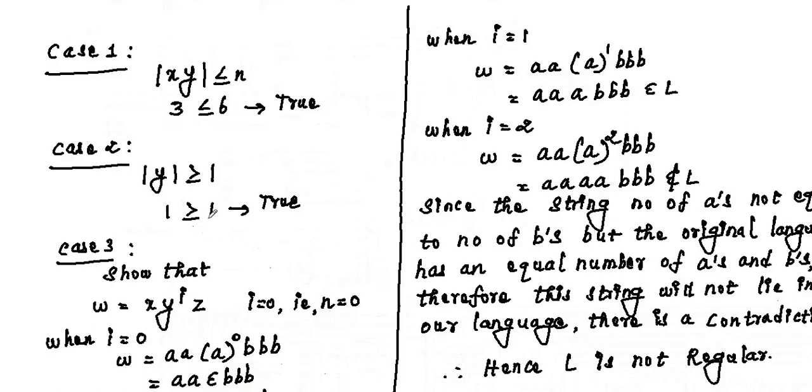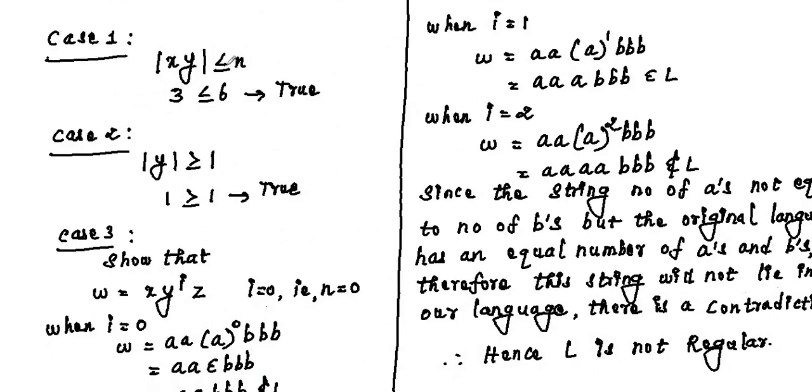1 greater than or equal to 1, condition true. In these two cases, both are true. 3 less than or equal to 6, true. 1 greater than or equal to 1, true. Then move to case 3.